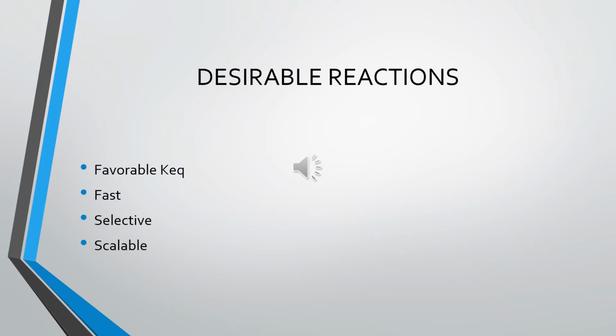So given this as background or review, can we identify features of organic reactions that are desirable? Reactions that we'd actually like to spend time on performing in the lab, and our time is valuable. We don't want to set ourselves up for failure. So what do we look for? Well, we generally look for a favorable equilibrium constant, favorable KEQ, favoring products over reactants.